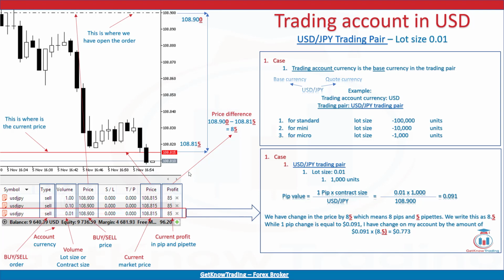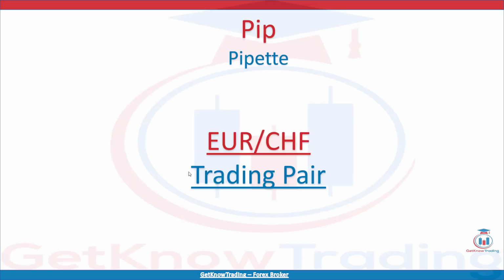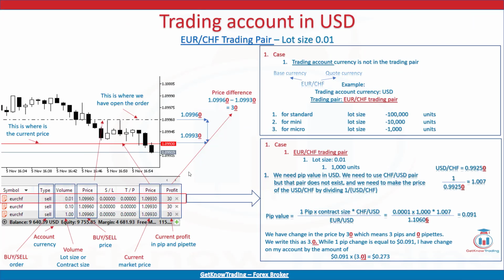When I calculated the current status, which means 8.5 pips, I will get $0.773 as a result. When I use mini lot size, I get 10 times more, which gives me $7.73. And for the standard lot size, I get $77.30.